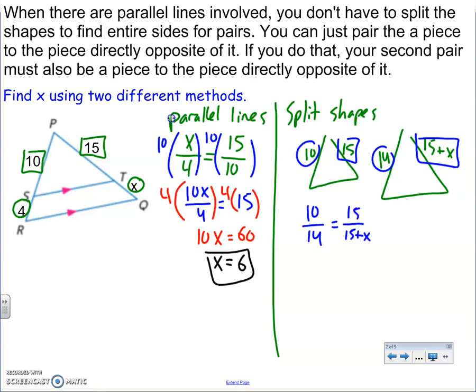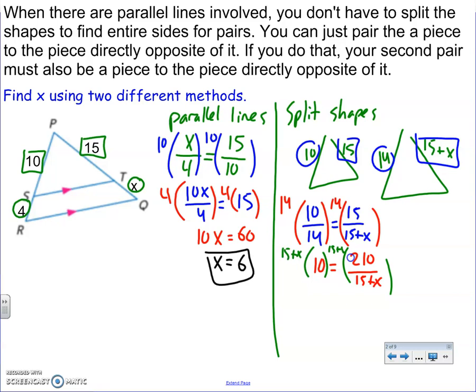Multiply by denominator. Let's do, I guess, 14 first. Why not? So this is 10 equals 14 times 15. That is 210. Bottom says 15 plus x. Multiply both sides by denominator, in this case, 15 plus x, 15 plus x. Distribute, that is 150 plus 10x equals 210. Subtract 150 both sides, 10x equals 60, and divide by 10, voila, same answer, 6. Alright, so your choice. There's actually more ways to do this as well.